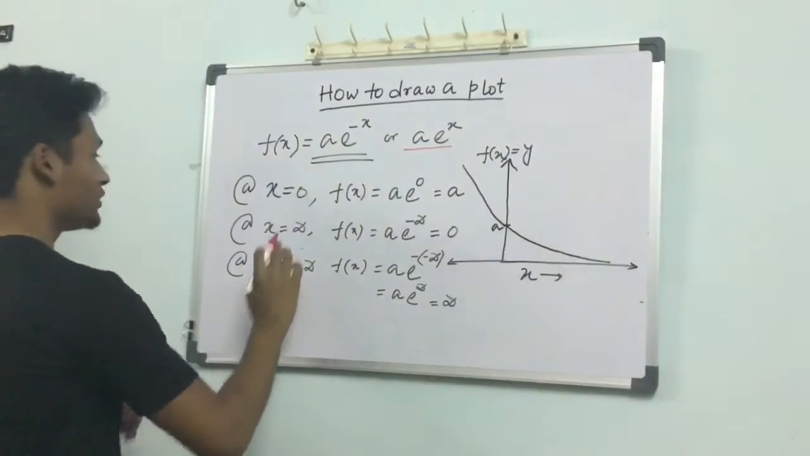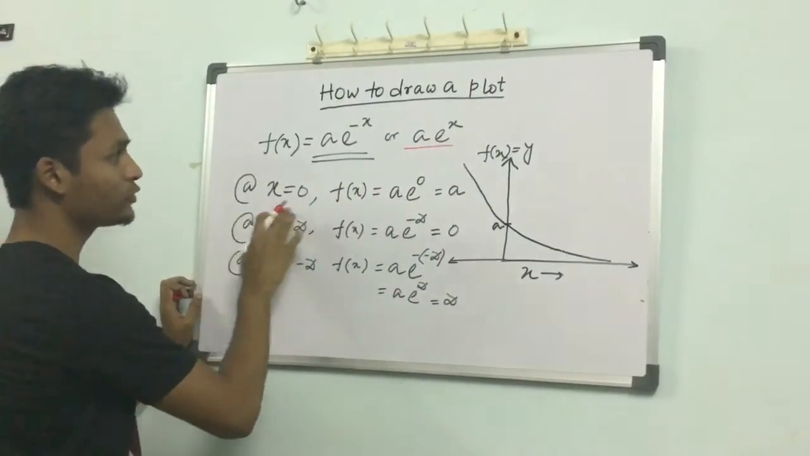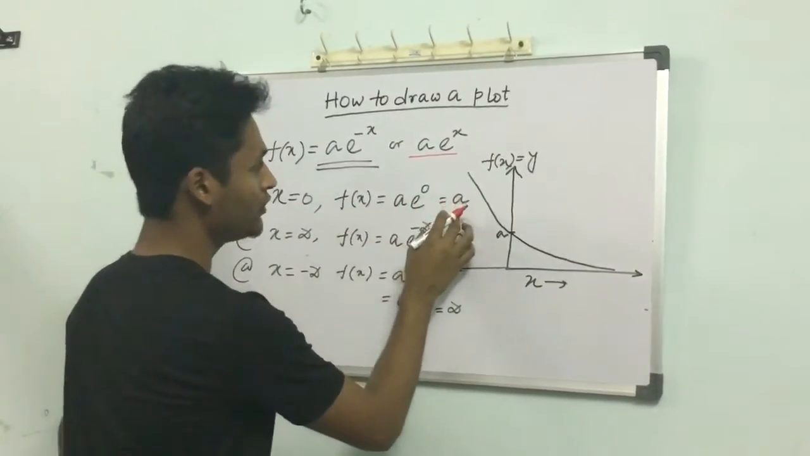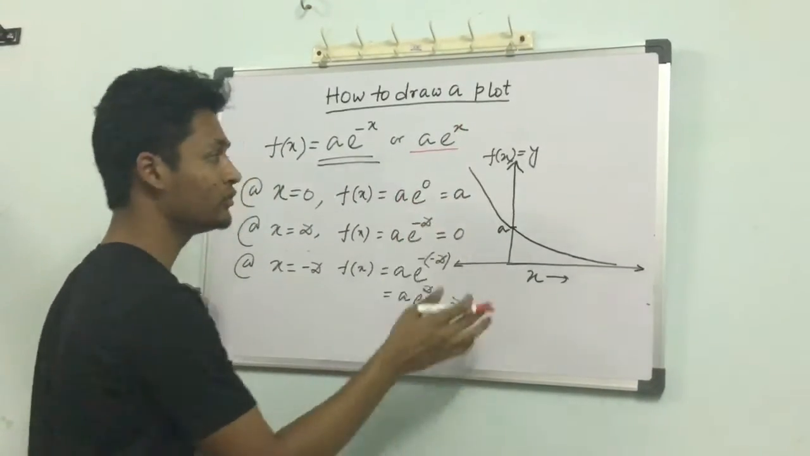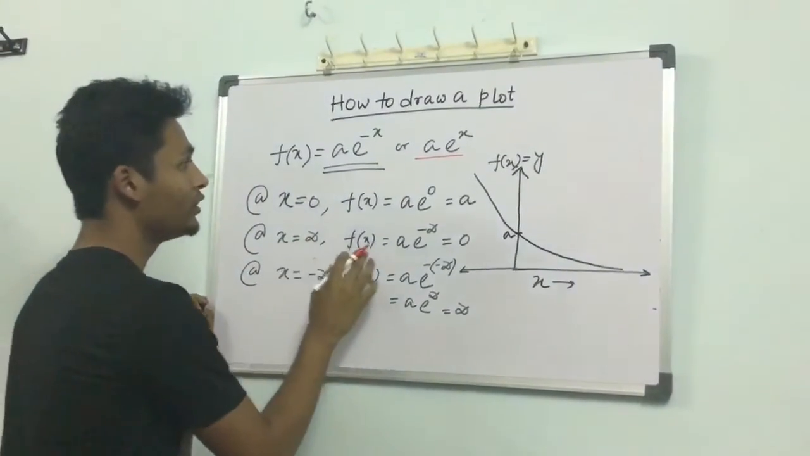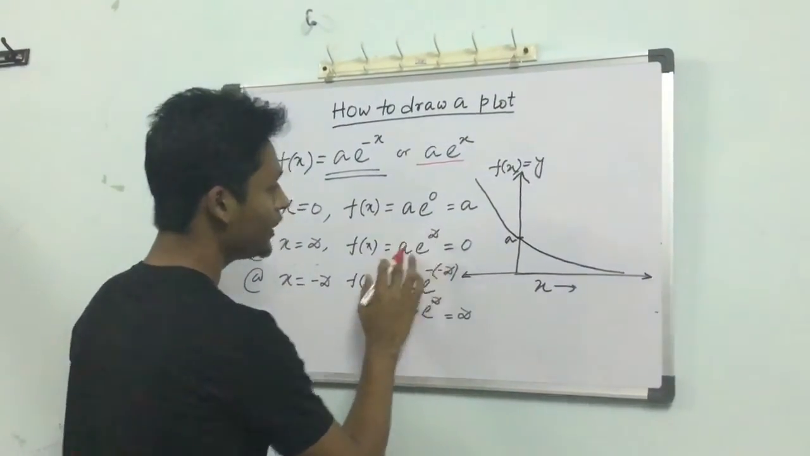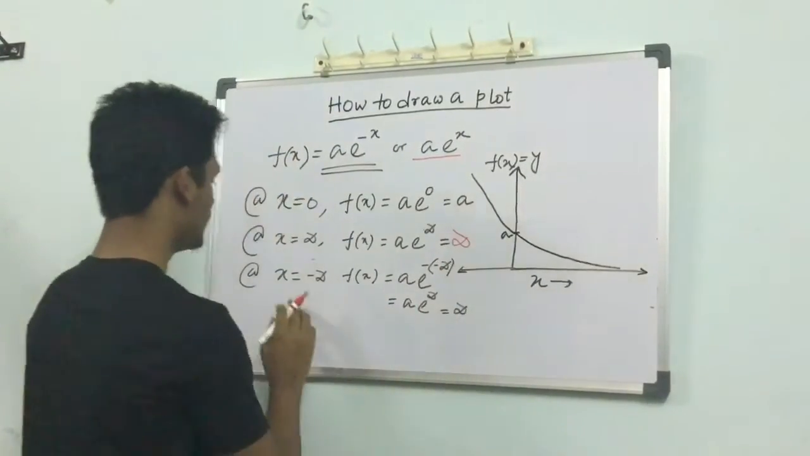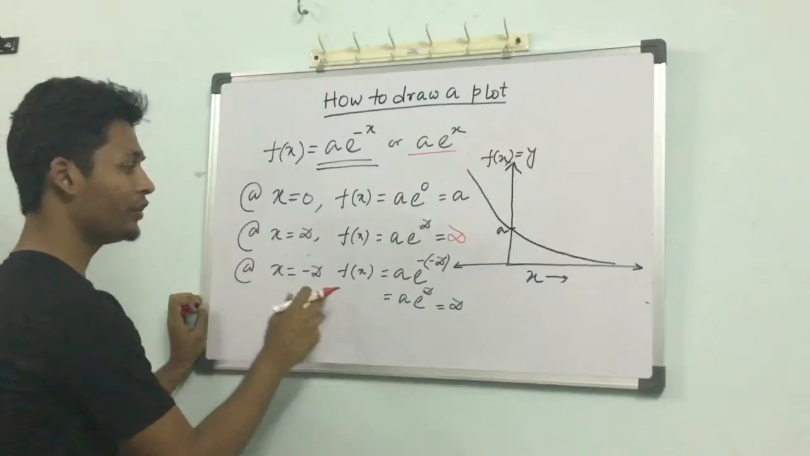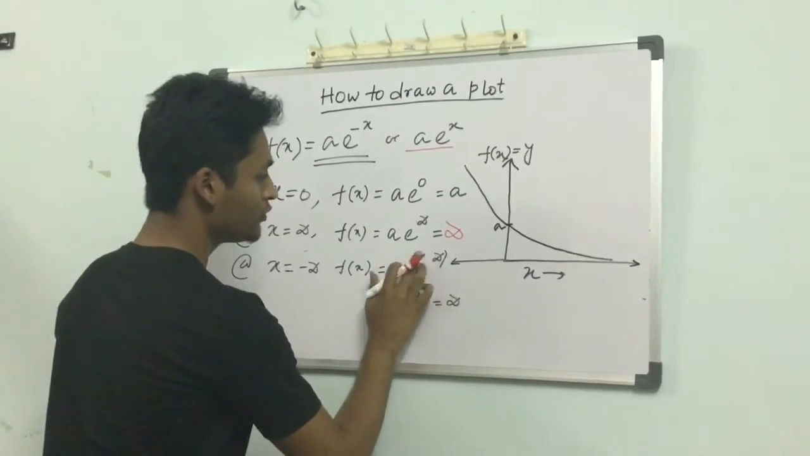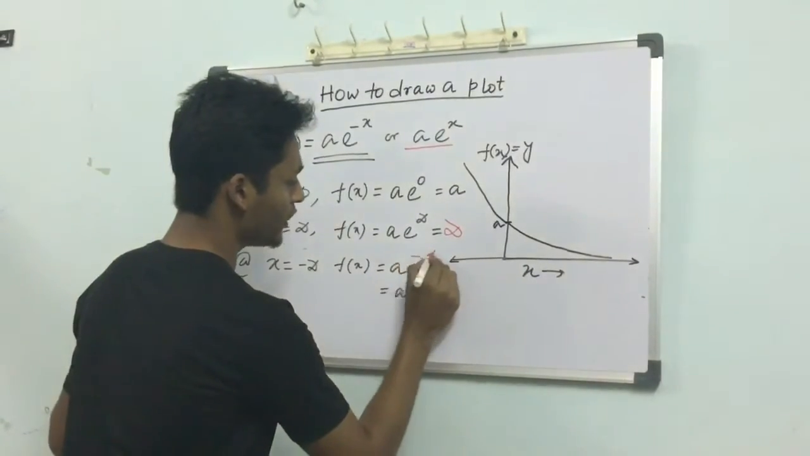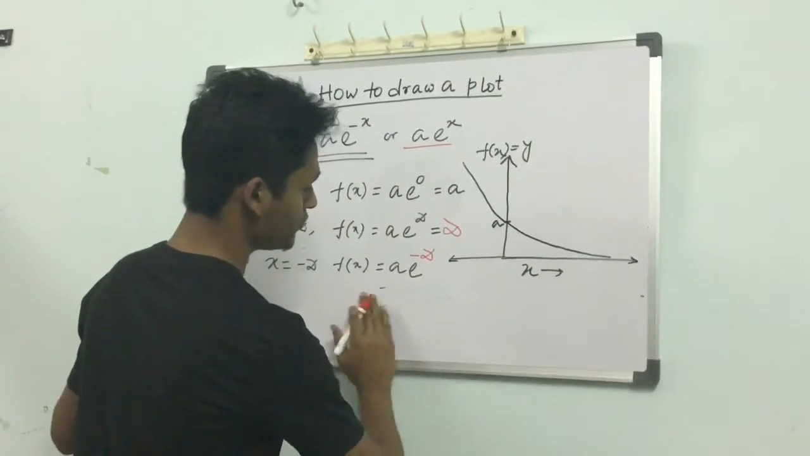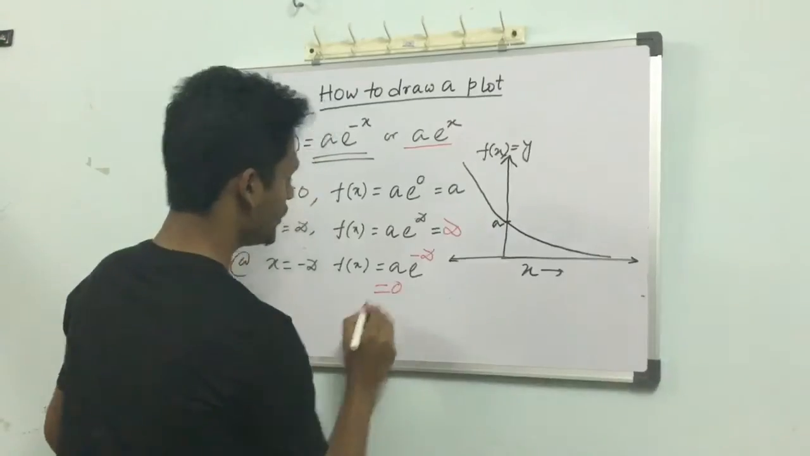So let me just write this function with respect to this x point. At x equals 0, f(x) is again going to be a, because e to the power 0 is coming. At infinity it will give you a e to the power infinity, so it will be infinity. But at x equals minus infinity, it is going to give you a e to the power minus infinity. That means it will become 0.